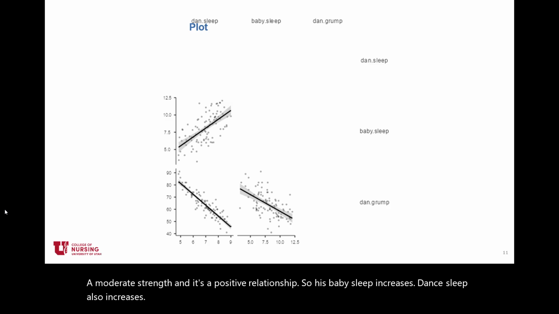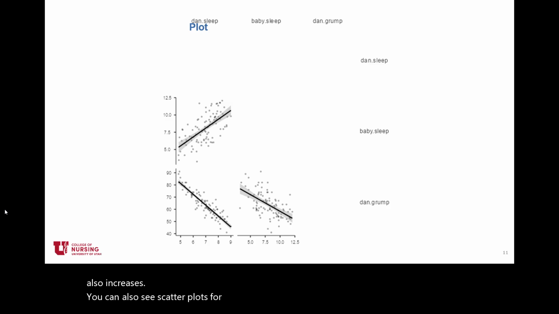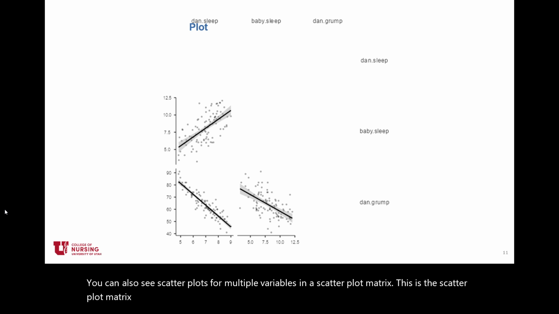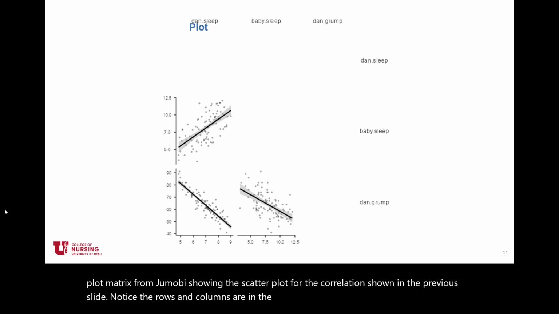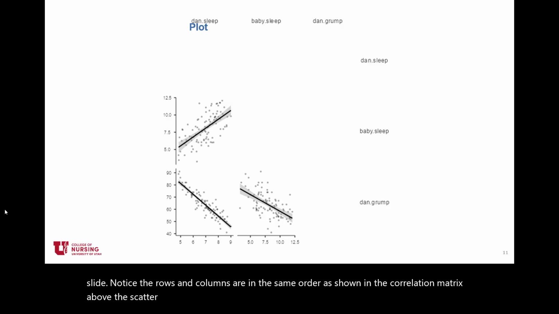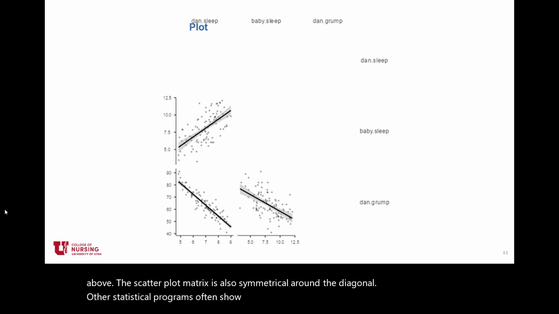You can also see scatter plots for multiple variables in a scatter plot matrix. This is the scatter plot matrix from Jamovi, showing the scatter plot for the correlation shown in the previous slide. Notice the rows and columns are in the same order as shown in the correlation matrix above. The scatter plot matrix is also symmetrical around the diagonal. Other statistical programs often show the plots of variables with themselves down the diagonal and the symmetric plots in the top half of the matrix.